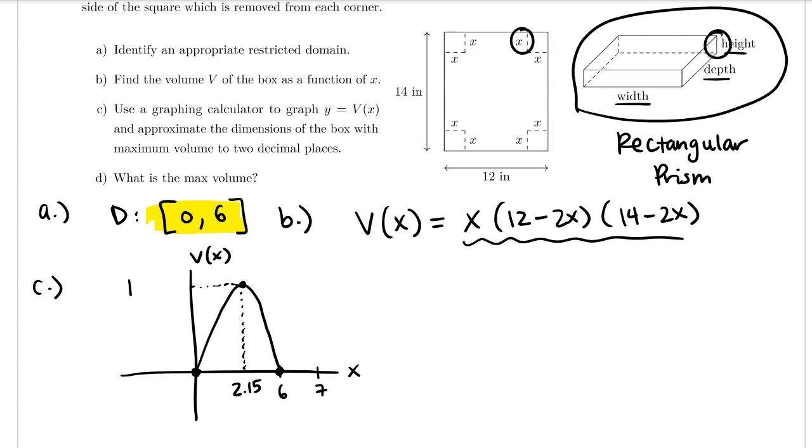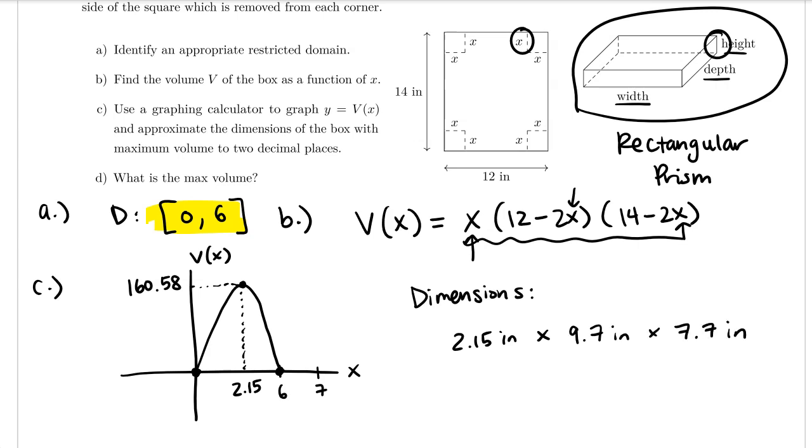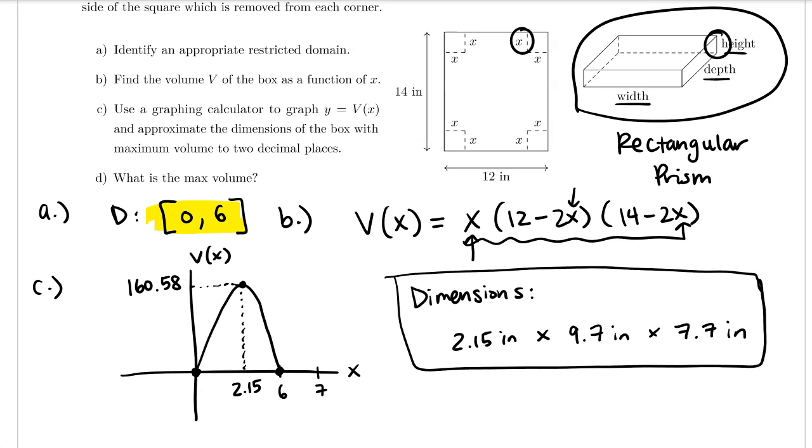And I'm just going to state the value since I have my graphing calculator here. And if I'm rounding to 2 decimal places, this is going to be 2.15. And then my output value is going to be 160.58. So if it's asking about the dimensions, then here is x. So the dimensions that would produce the maximum volume would be 2.15 inches by, and then if I plugged in 2.15 for x here, and we calculate those, that's going to end up being 9.7 inches by 7.7 inches. So these represent our width, depth, and height, not necessarily in that order.